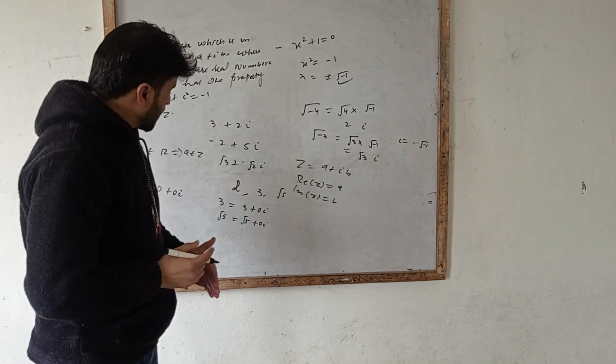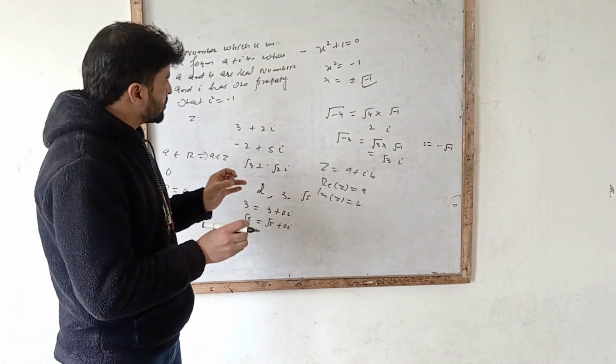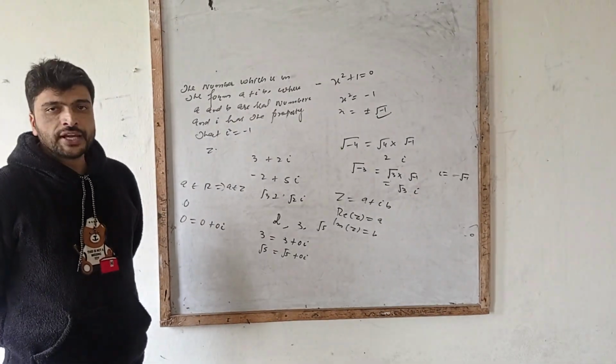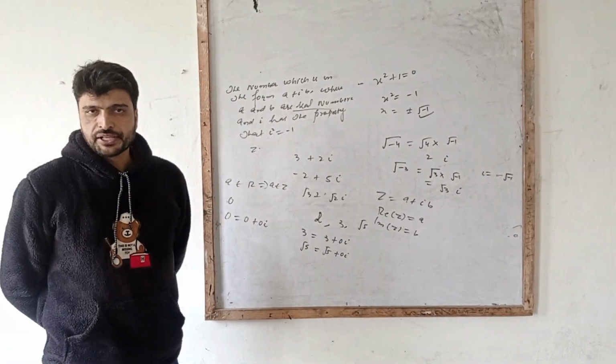So from here you have got the idea about the complex number system. So what is a complex number? It is the number which is in the form of a plus ib, where a and b are real numbers and i has the property that i square equals minus 1.